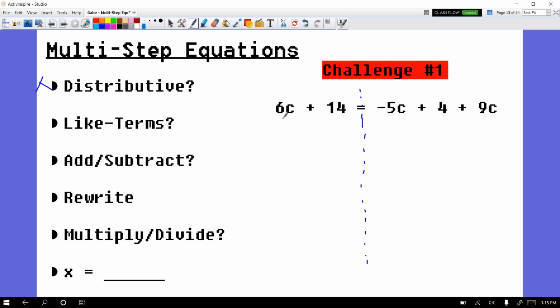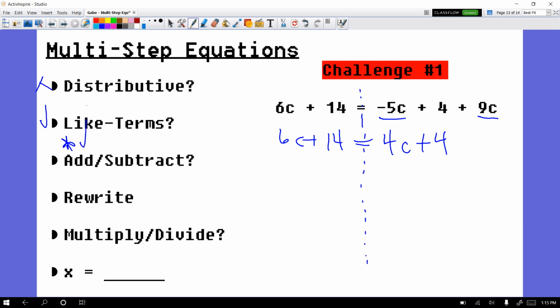Like terms, 6c and 14. Nope. Oh, dang, look at that. Negative 5c and 9c. I can put those together. Negative 5 and 9. That'll give me 4c plus 4. Okay, now I'm going to rewrite the problem. Oh, okay. Now it just looks like we have that step, and we can do it.